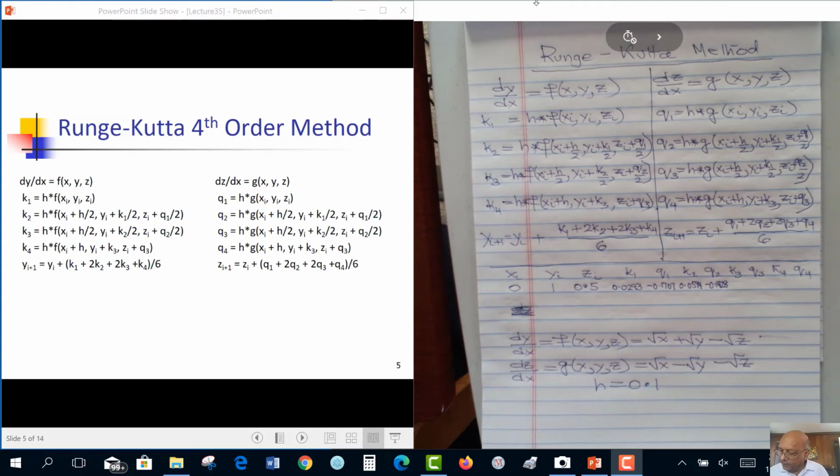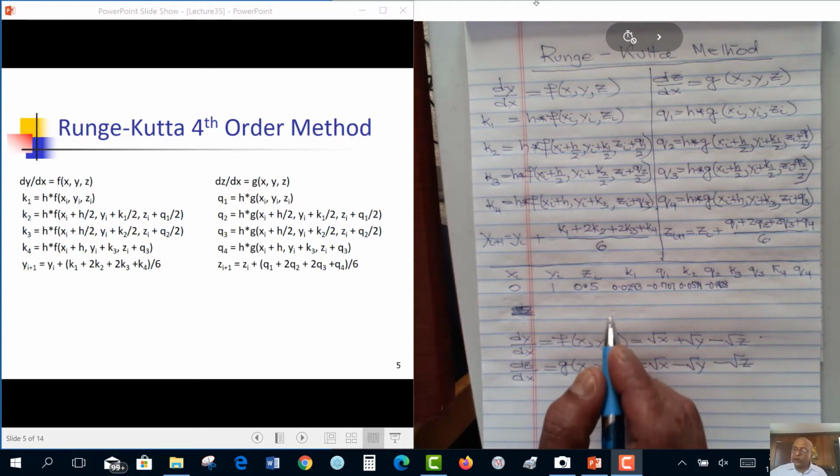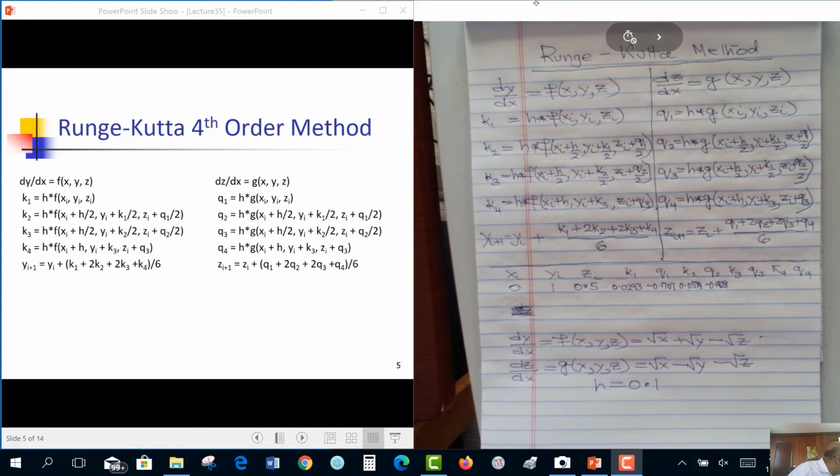Okay, let's do K3. Square root of 0.05 plus square root of 1 plus K2, 0.0594 divided by 2, minus square root of 0.5 plus Q2, minus 0.1428 divided by 2. So we get 0.0584.